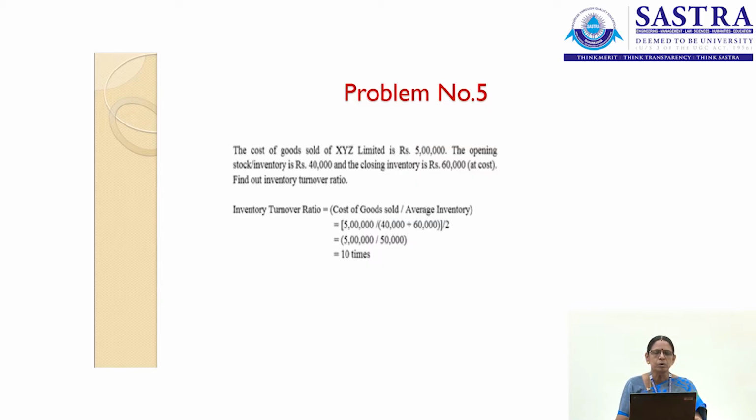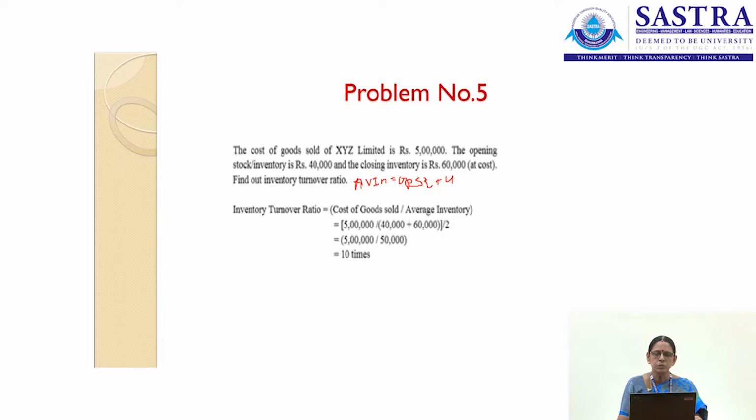Cost of goods sold of XY Limited is 5 lakh rupees. The opening inventory is 40,000, closing inventory is 60,000. Find out your inventory turnover ratio. Normally, inventory turnover ratio takes into account the average inventory. What is your average inventory? That is equal to opening stock plus your closing stock by 2. That is your average inventory.